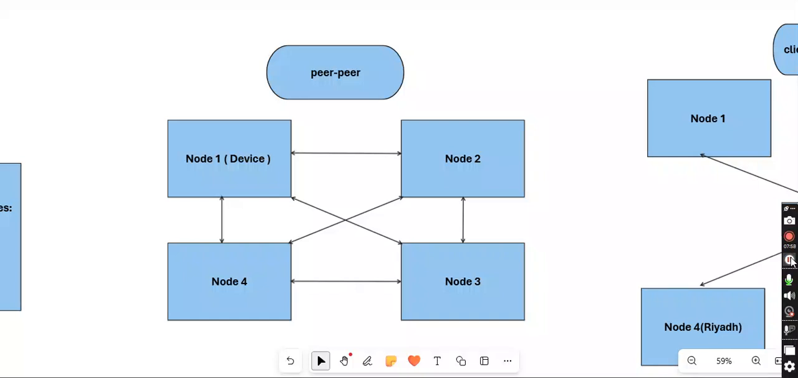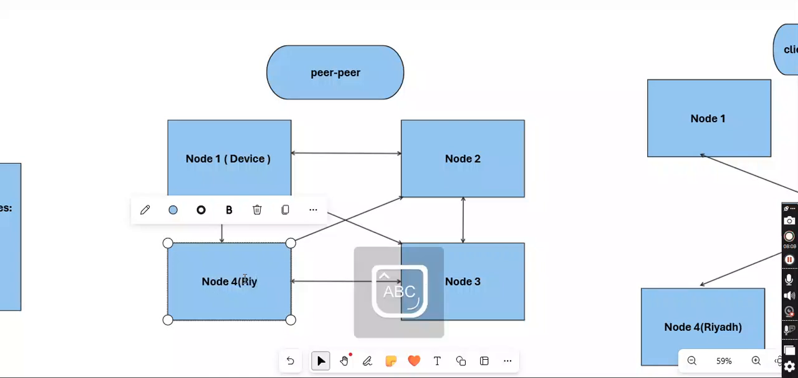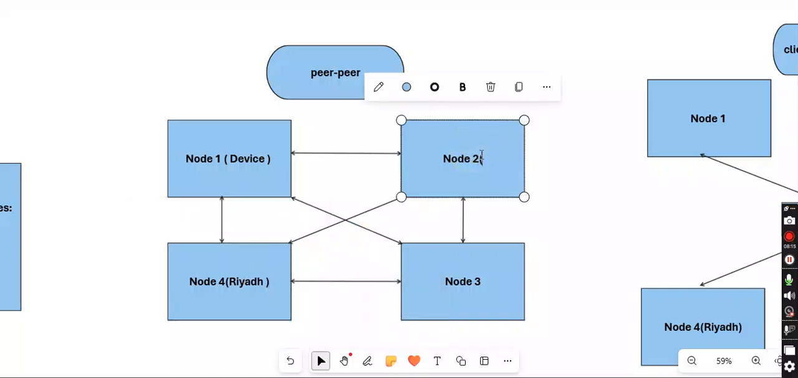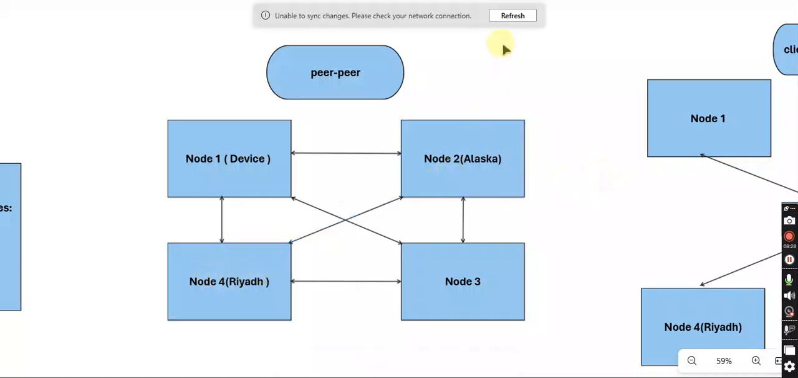Now let's see this with an example. Again, let's take the same example. I am sitting out here in Riyadh and I am calling a friend. Let's take the example of calling. When you call someone, what exactly happens? I am calling from here, from Riyadh. I call my friend in Alaska.